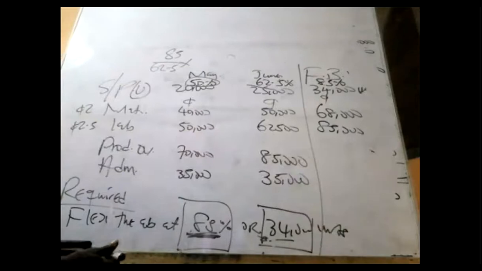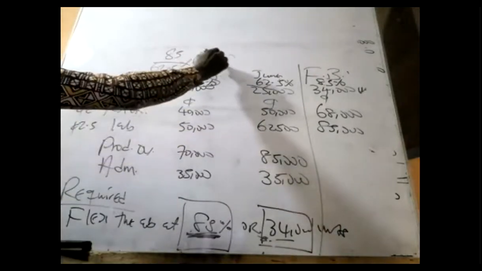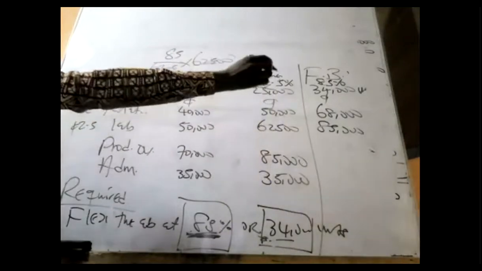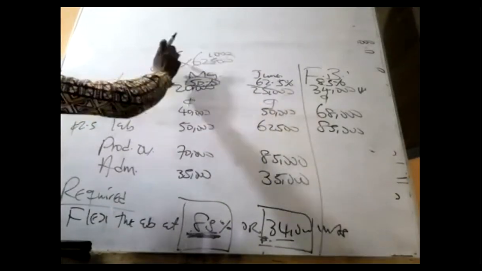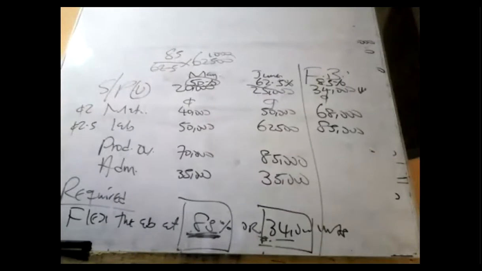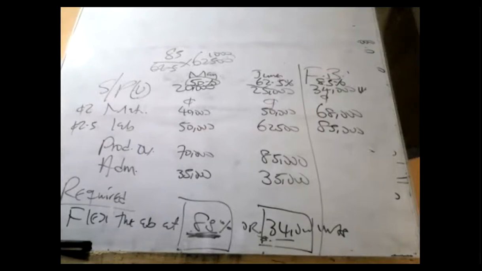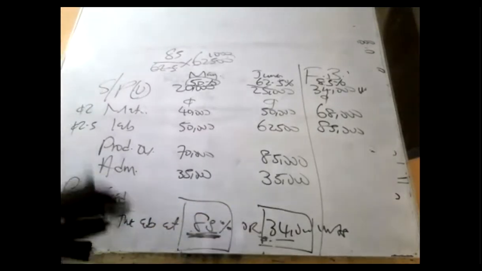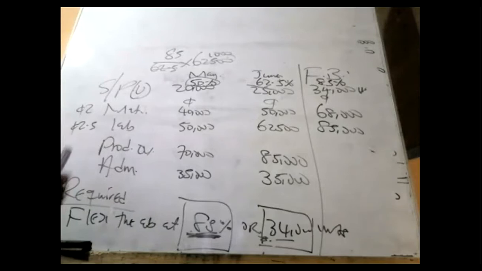62,500. 85% times this will give us 85,000, as you see here. Perfect. Then you move on. Okay, so that is it. I'm not going to provide these two, but that's the alternative I provide for you.